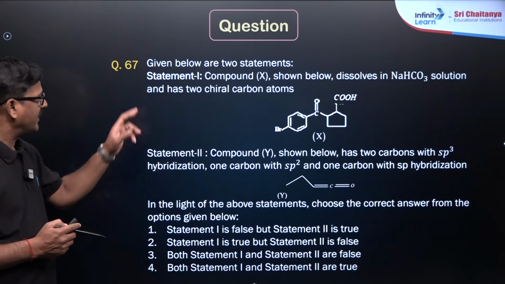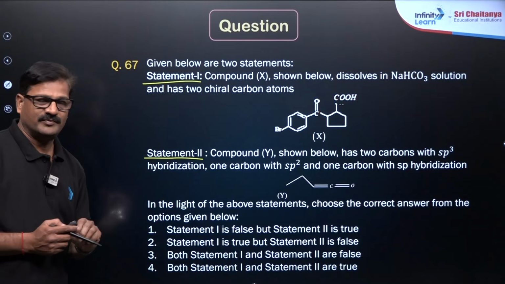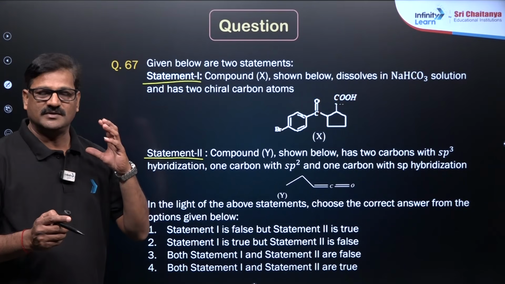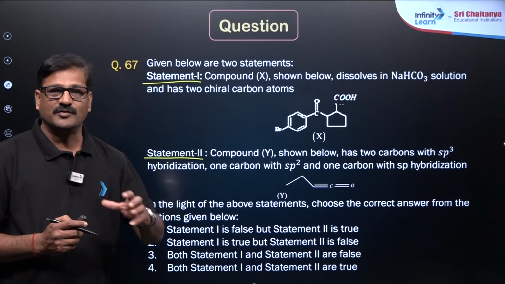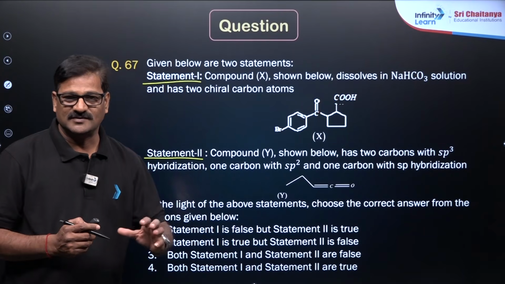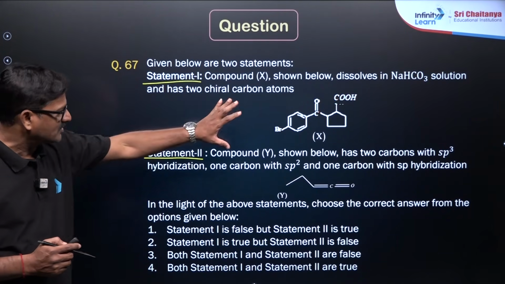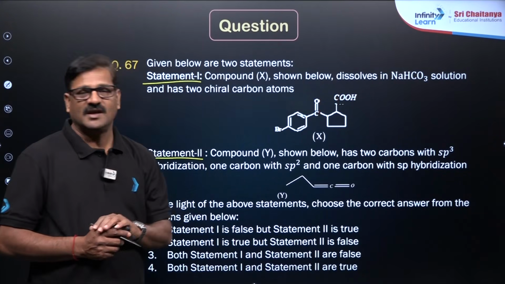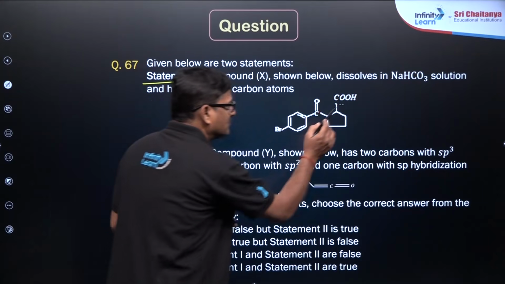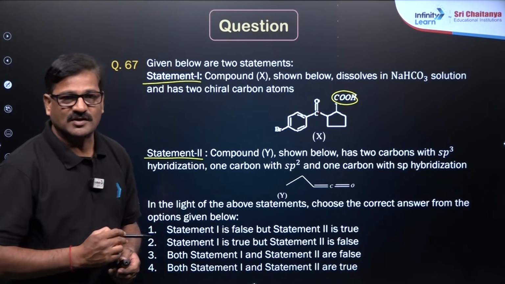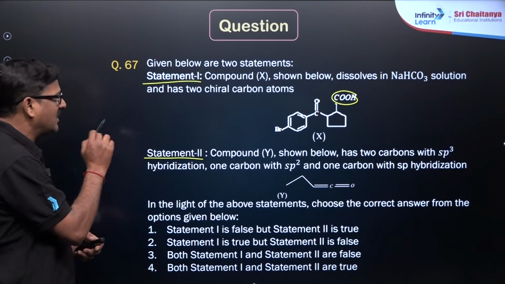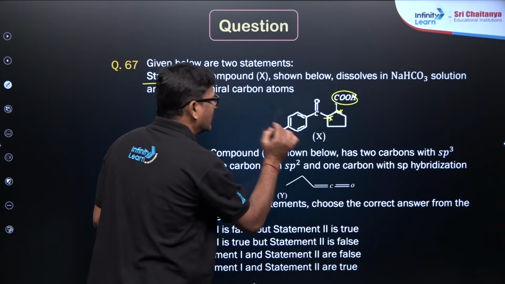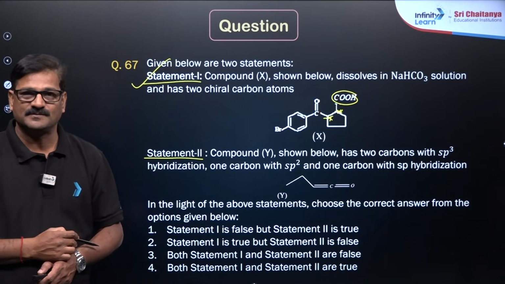Children, here is the question again, statement 1 and statement 2. So NTA is asking how deep your subject knowledge is, how you understand and how you apply. So it is an application oriented question. Here some structure is given. The structure X shown below dissolves in sodium bicarbonate. Yes, it is true because it has a carboxylic group. And it has two chiral centers. This is a chiral center and this is a chiral center. So statement 1 is correct.